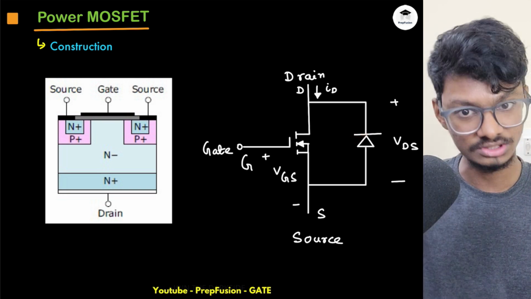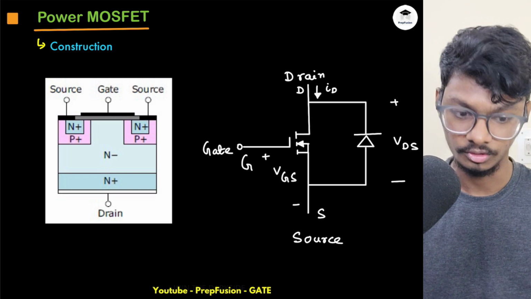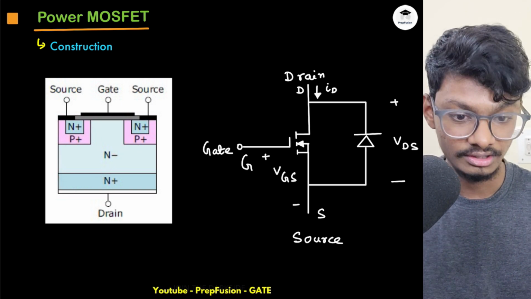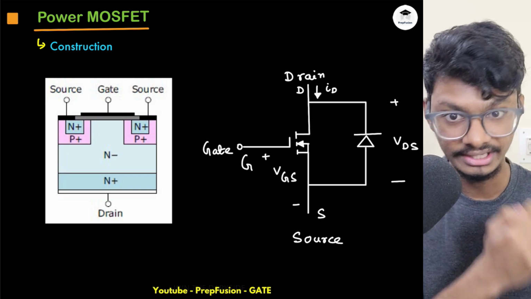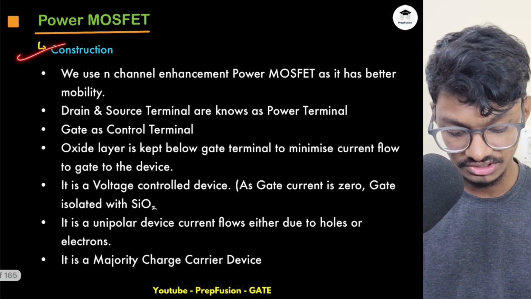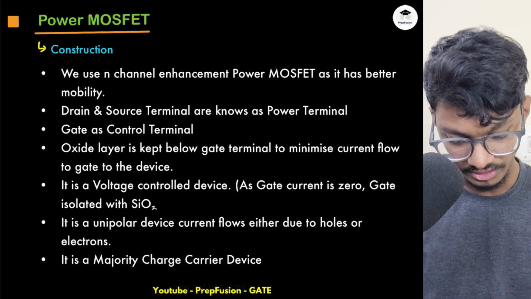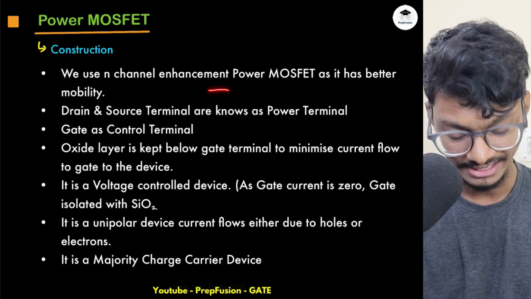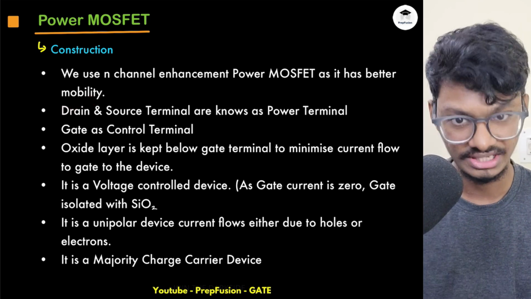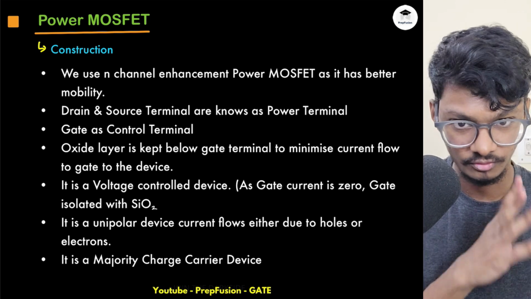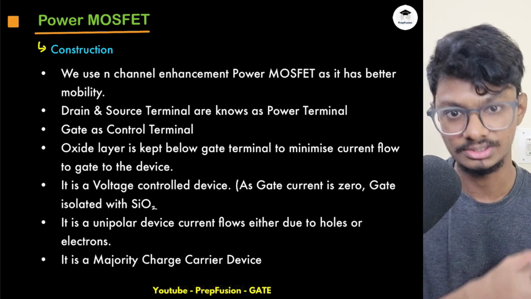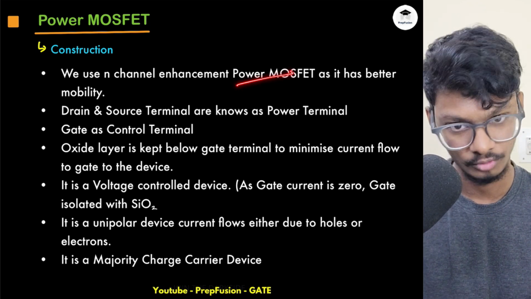I hope you have watched the MOS physics lecture, then only you are watching this. So I will not explain in too much detail the construction and working of different regions and the VI characteristics, which have been explained in the MOS physics lecture. So what is the construction? Basically we use N-channel enhancement power MOSFET as it has better mobility. For the same reason, electrons will flow and it has better mobility, better conductivity. Hence we use N-channel power MOSFET.